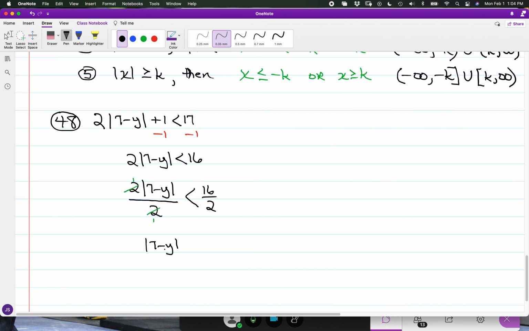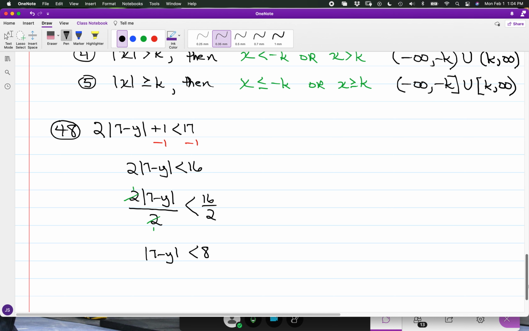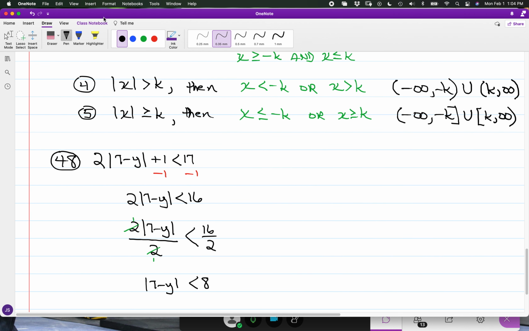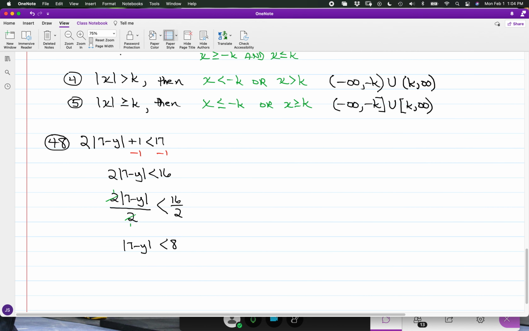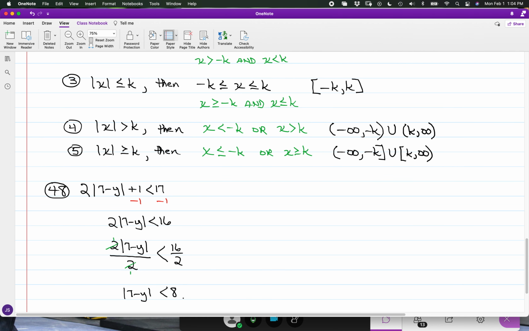Okay, so now I'm going to have the absolute value of 7 minus y is going to be less than 8. Okay, and so just taking what we have now, I've got the absolute value term on one side. Now the k value is going to be 8. 8 is non-negative, so I can proceed. Okay, so just taking what we have now, the absolute value of 7 minus y is less than 8.